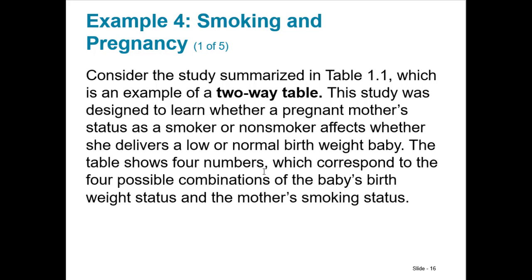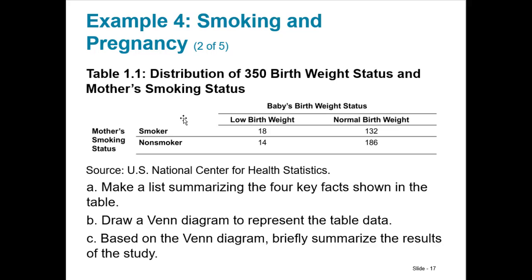Okay, consider the study summarized in Table 1.1, which is an example of a two-way table. This study was designed to learn whether a pregnant mother's status as a smoker or non-smoker affects whether she delivers a low or normal birth weight baby. The table shows 4 numbers which correspond to the 4 possible combinations of the baby's birth weight status and the mother's smoking status. So here that is, right? They can either be a smoker or a non-smoker, and then the baby could have low birth weight or normal birth weight, and here are the numbers.